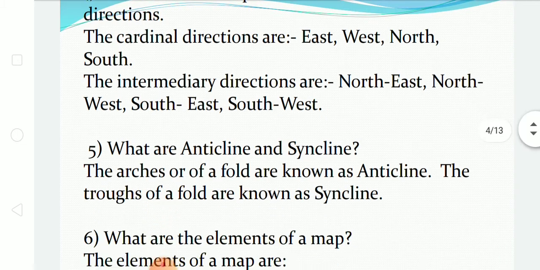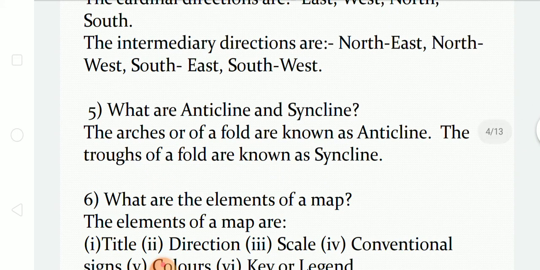Question number 5. What are anticline and syncline? The arches of a fold are known as anticline. So you can write here, arches of a fold are known as anticline. You can remove the 'or', it is not necessary. Either you write the arches of a fold or arches of a fold are known as anticline. The trough of a fold is known as syncline.